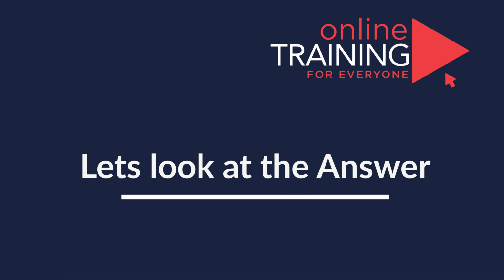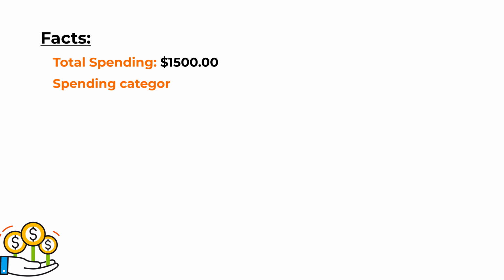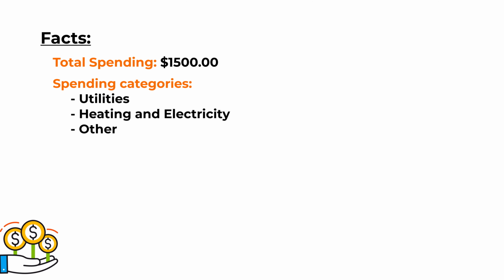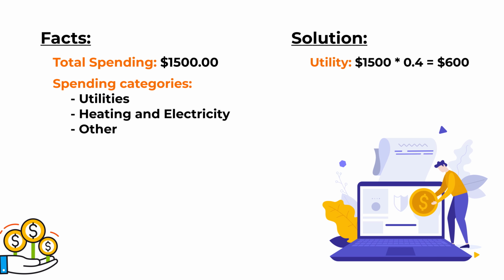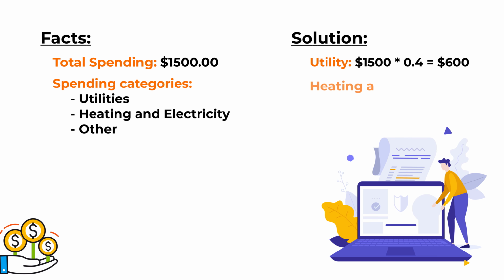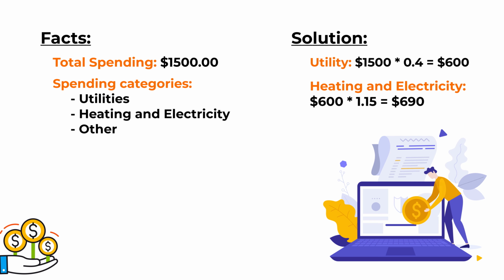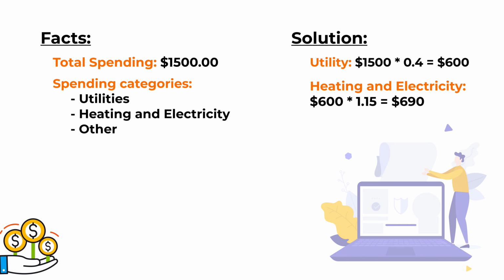Let's first look at the factual information. Total spending is $1,500, and spending categories that we've learned about are utilities, heating and electricity, as well as others. Because there are 3 spending categories, let's calculate the values in each one based on the data that we have. To calculate the amount spent on utilities, we need to multiply 1,500 by 0.4, and the end result of this is $600. Heating and electricity bill is 15% more than utility spending. So to calculate heating and electricity, we need to multiply 600 by 1.15, and the end result of this would be $690.